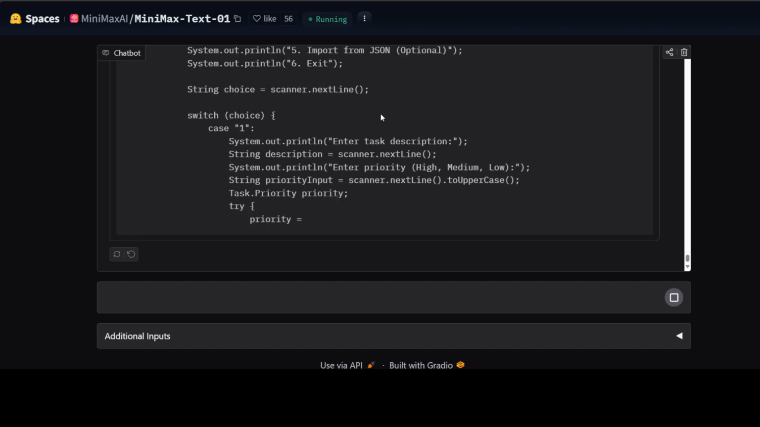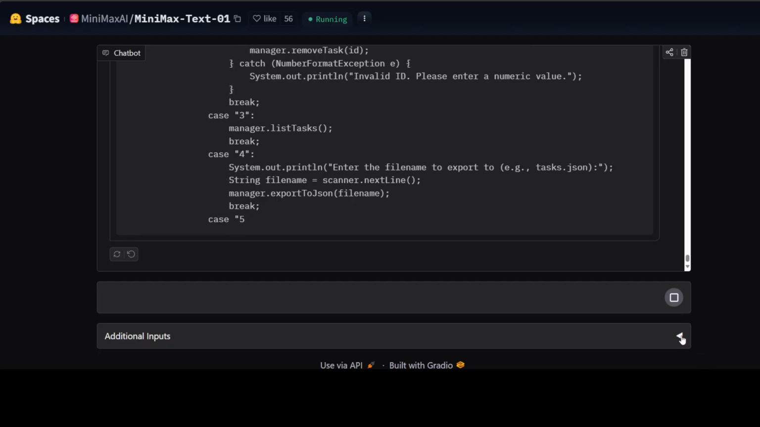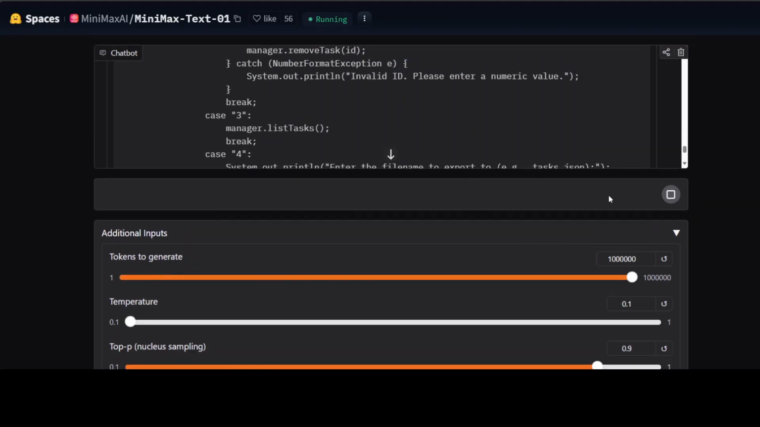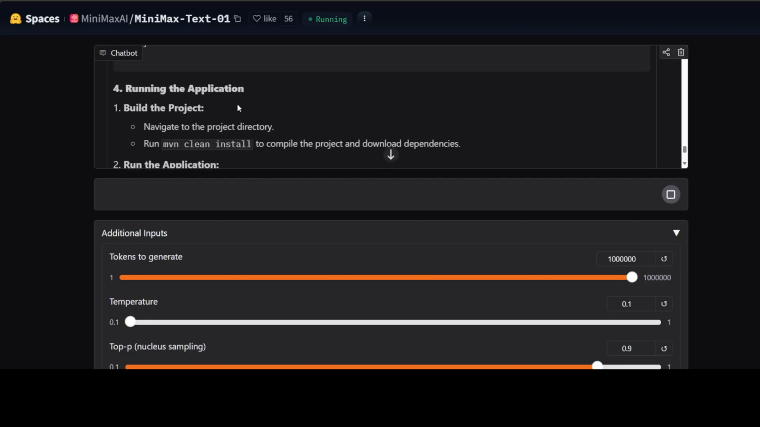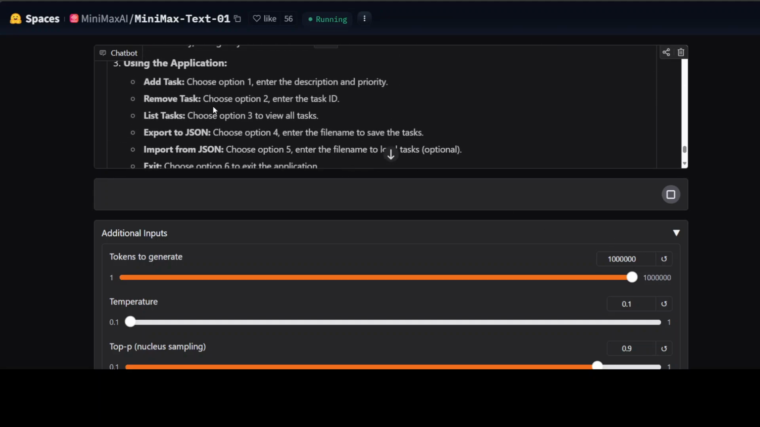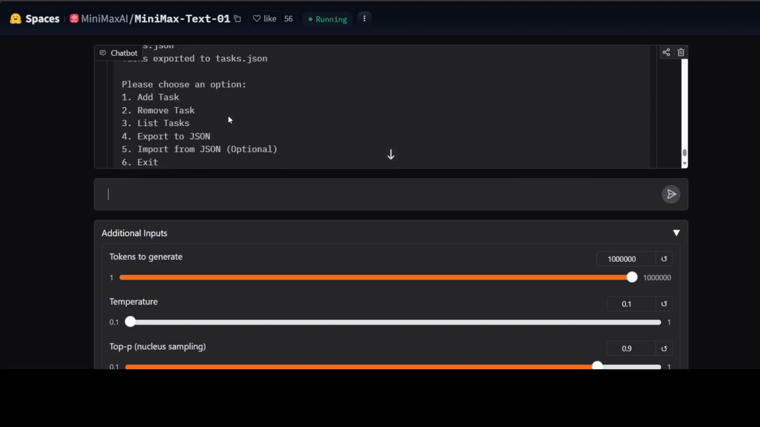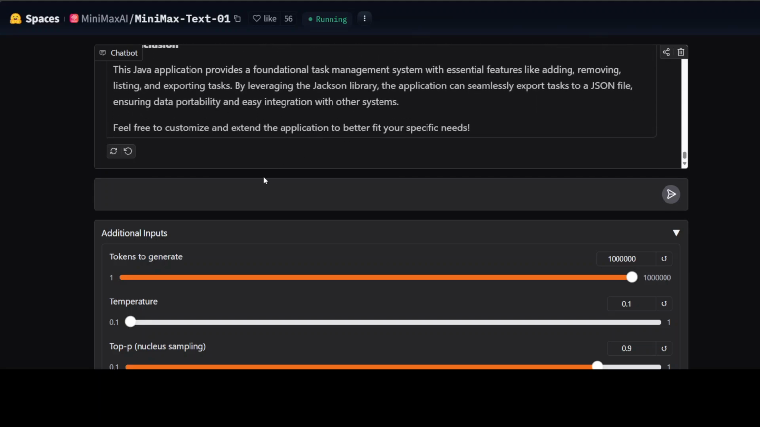I really wish I could see the VRAM consumption, but I couldn't. It's not local. And you can also set some input tokens here. You can just go here and then I think for this space you can go up to 1 million tokens. I'll also do that once it finishes there. Very nice. You see running the application, and then it is talking about using the application, sample interaction. Very nice, beautiful. And then these are the synopsis, conclusion, superb stuff.